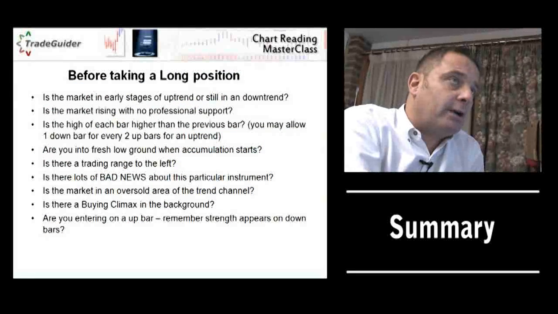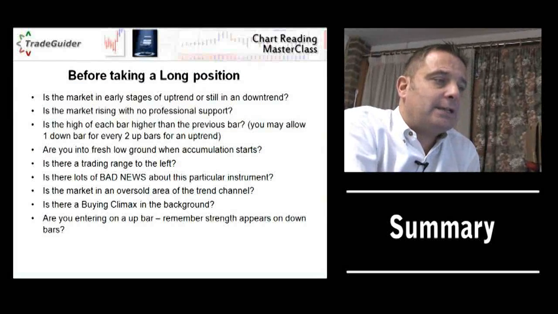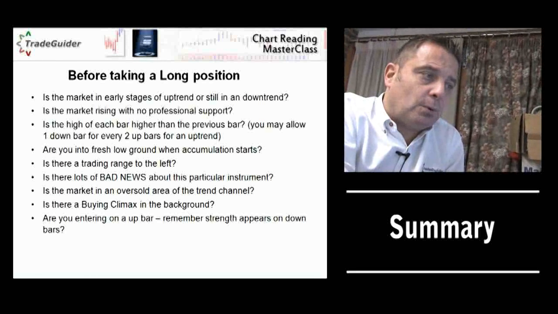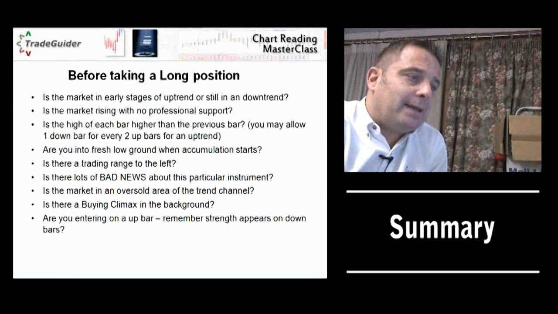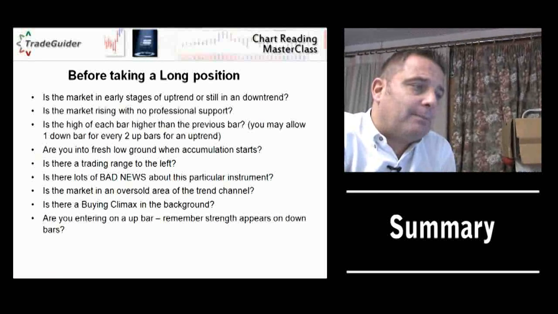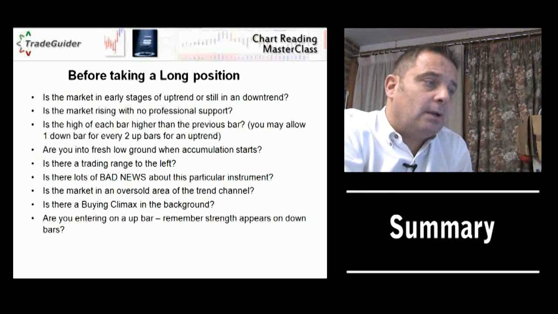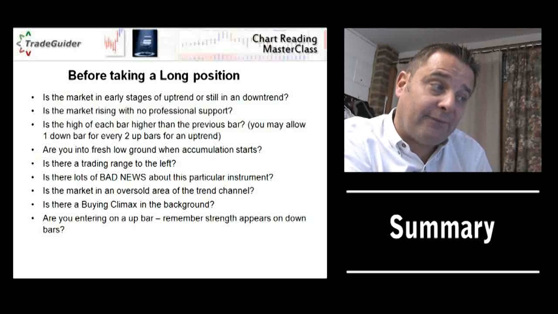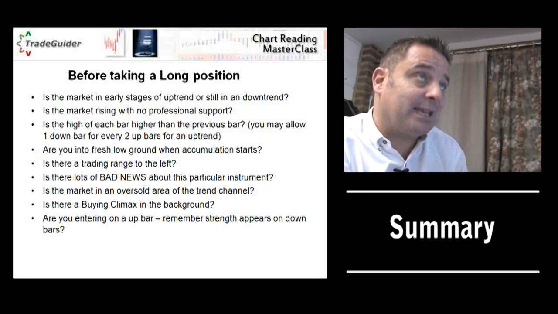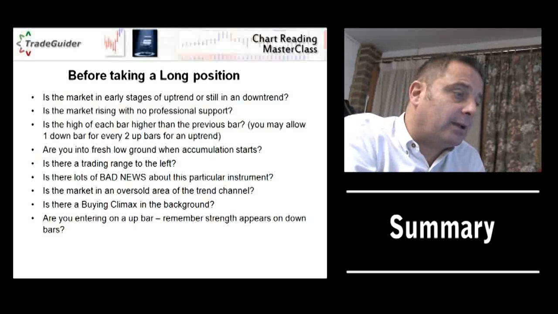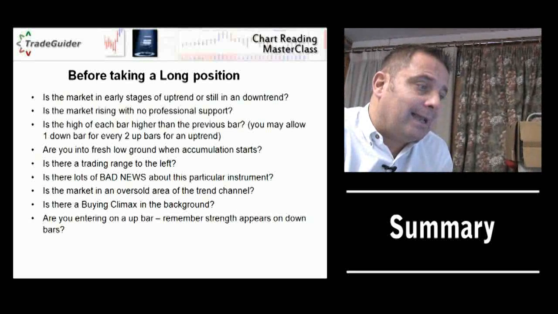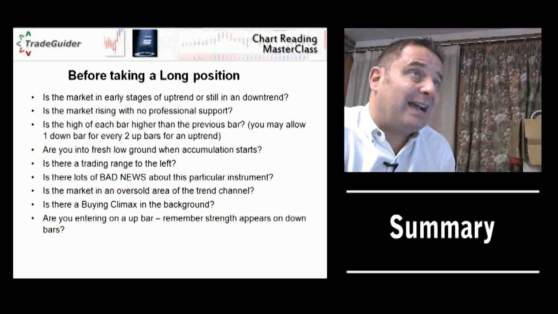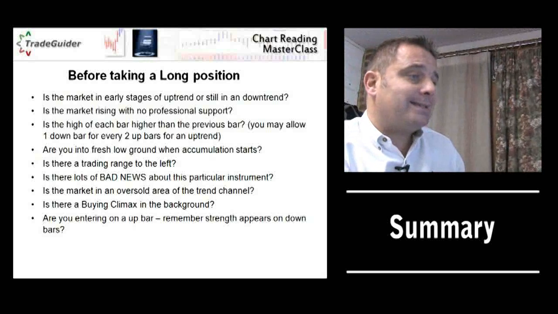So in summary, before you go long, is the market in the early stages of an uptrend, or is it still in a downtrend? Is the market rising with no professional support? Is the high of each bar higher than the previous bar? Remember, you may allow 1 down bar for every 2 up bars for an uptrend. Are you into fresh low ground when the accumulation starts? Is there a trading range to the left? Is there lots of bad news about the particular instrument you're looking at? Is the market in an oversold area of the trend channel? Is there a buying climax in the background? Are you entering on an up bar? Remember, strength appears on down bars. That's very, very important.